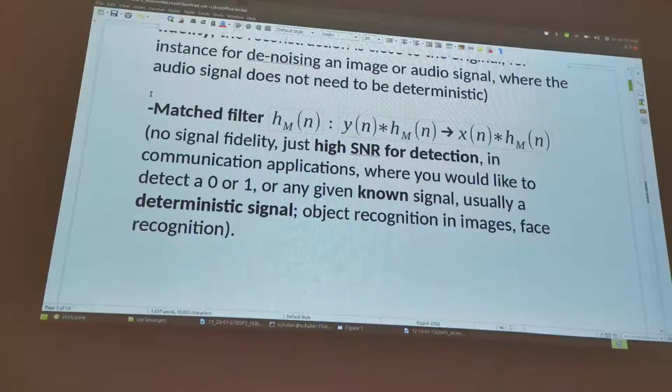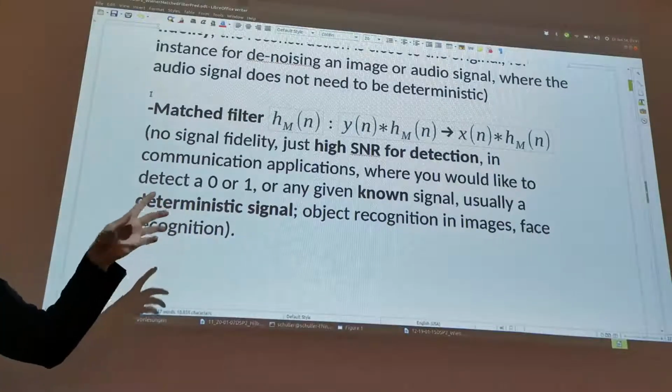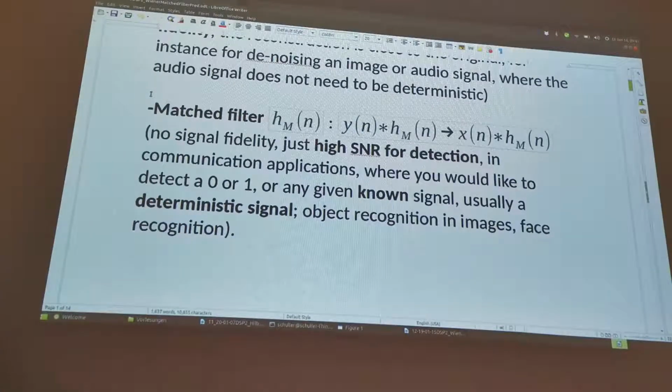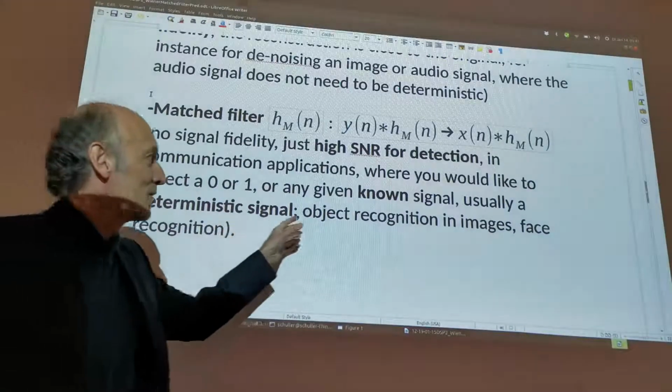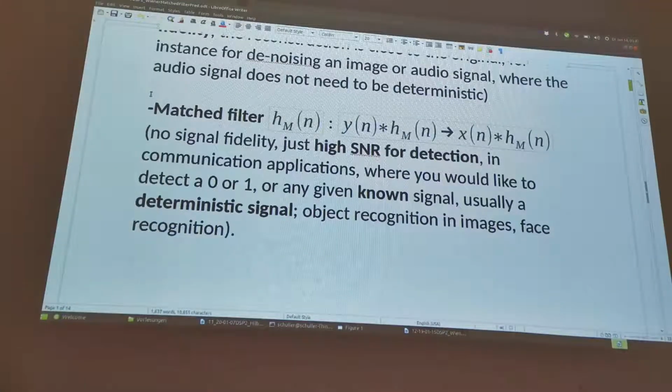Or you can also use it for object recognition, images. For instance, face recognition. If you have a known face, and you want to detect it in an image, you can use a matched filter for it. Right. You can run a matched filter over an image, and if this image has the face present somewhere, then this matched filter should give you a high output at the position where the face is detected.